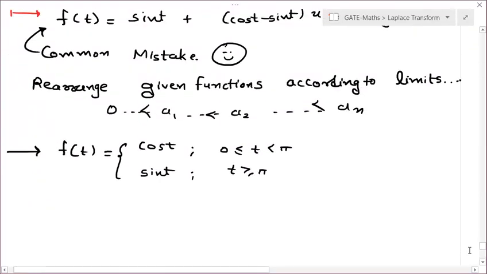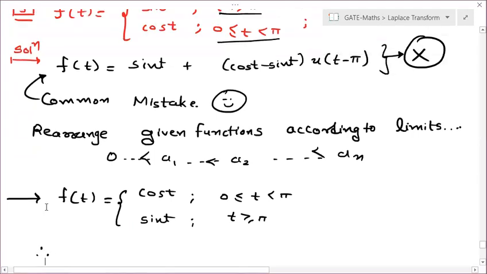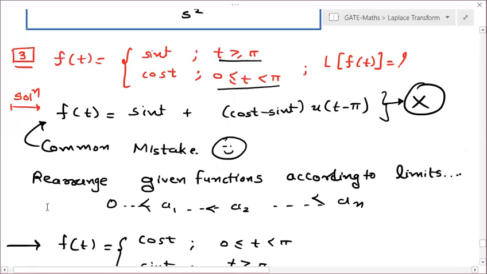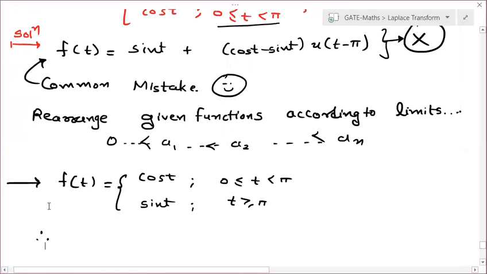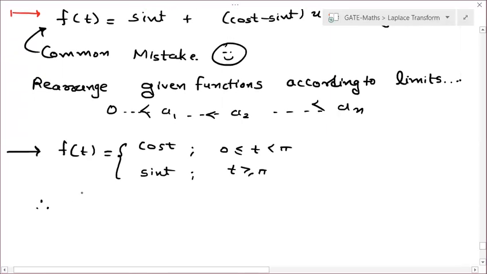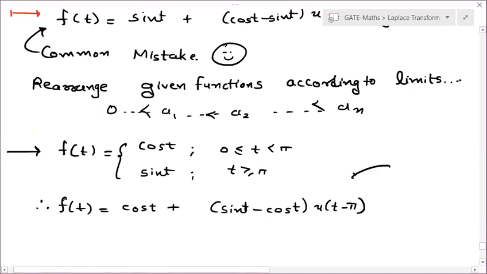Now, this is your f of t, right? What I have to do is write this in the form of f1(t) plus (f2 minus f1). So now cos is my f1. So f of t is equal to cos t plus (sin t minus cos t) into u of (t minus pi). So this is your right answer. This is correct.